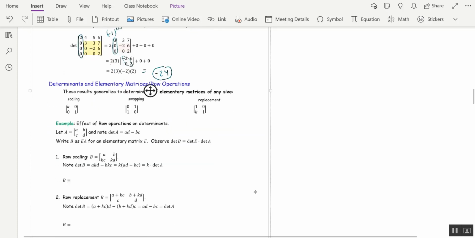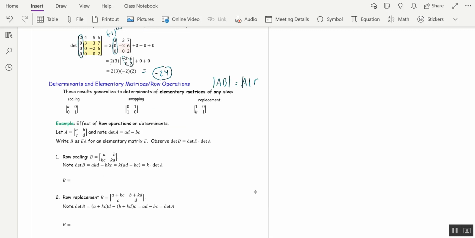Next time we're going to see that if you take the product AB, the determinant of AB is the determinant of A times the determinant of B. Today we're going to see that's true if A is elementary, so we're just going to look at a special case. So first of all, let's look at the determinants of the elementary matrices.